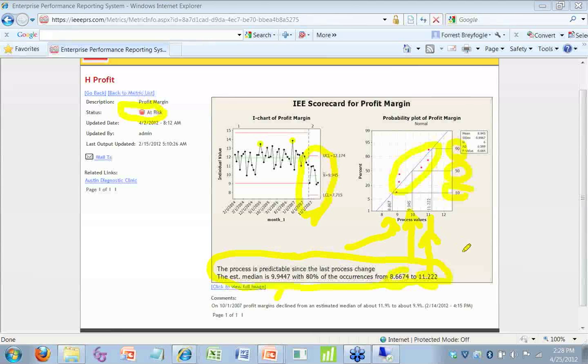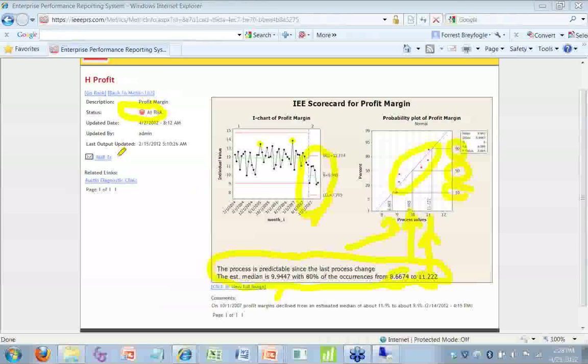So the wording down at the bottom is rather easily understood. The estimated median is 9.9% profit margin, with 80% of the months between 8.66 to 11.22. So that represents the variability we have from common cause variability in this region that we're having here.